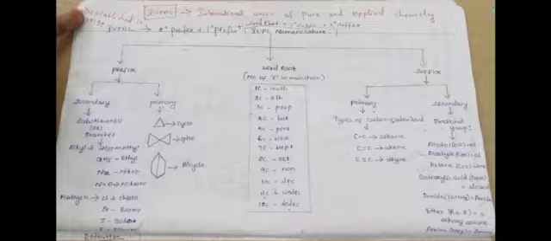Next, the third one, suffix. Suffix is divided into primary suffix and secondary suffix. First, the primary suffix. Primary suffix means the type of carbon bond in the main chain. Carbon single bond carbon means alkane. Carbon double bond carbon means alkene. Carbon triple bond carbon is alkyne. Secondary suffix means the functional groups present in the compound. These functional groups are added in naming the IUPAC nomenclature.